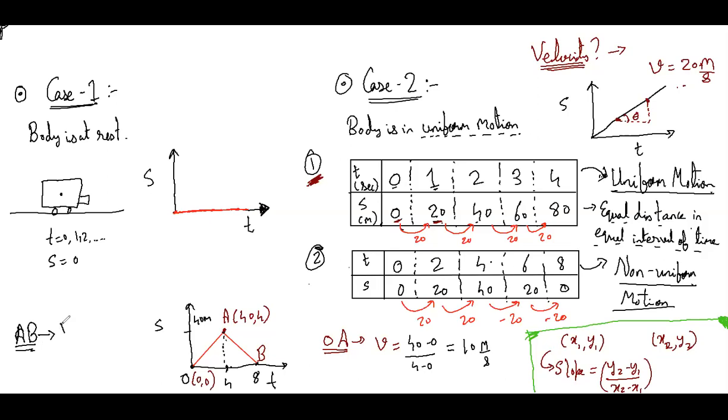So if I again take the slope of the AB curve, the coordinates of this point will be 0, 8. So here we can write y2 minus y1. So y2 is 0, minus y1 is 40, divided by x2 minus x1. This is 8 minus 4. So we get minus 40 by 4. This is minus 10 meter per second.